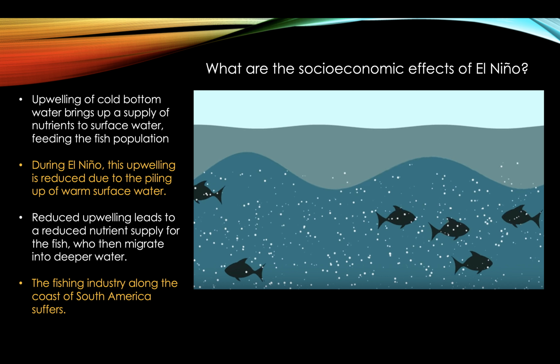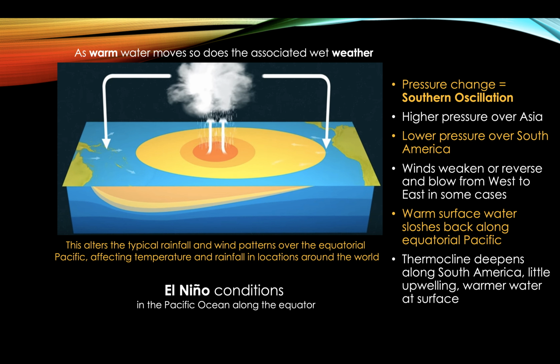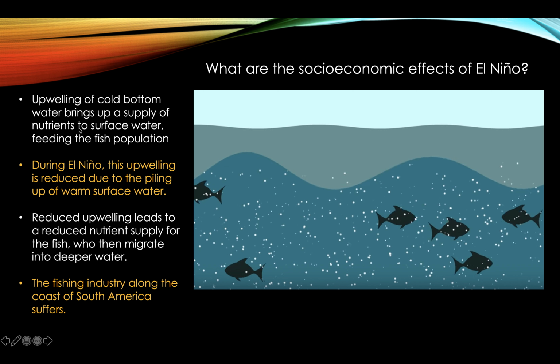So what are the socioeconomic effects of El Nino? Remember, upwelling is really good for biological populations because it brings up all that organic material from the bottom of the ocean to areas where fish are largely inhabited. Normally the upwelling brings those nutrients, but during El Nino, because less warm water is being pushed away, there's going to be less upwelling, right? The reduced upwelling leads to reduced food for the fish, and in the end, that's going to lead to reduced economic value for the fishing industry along the coast of South America.